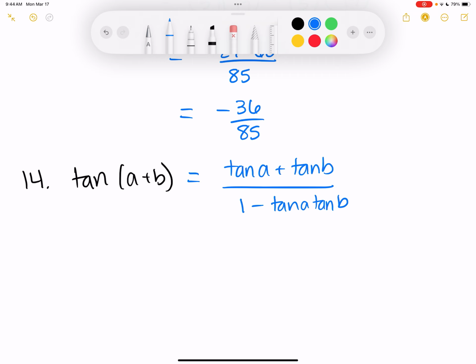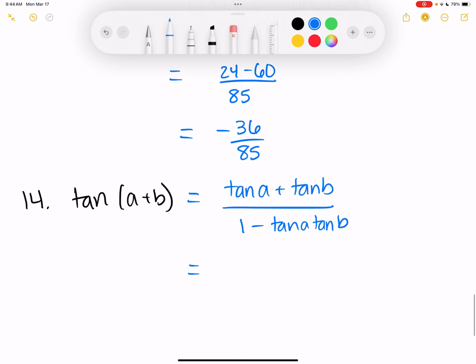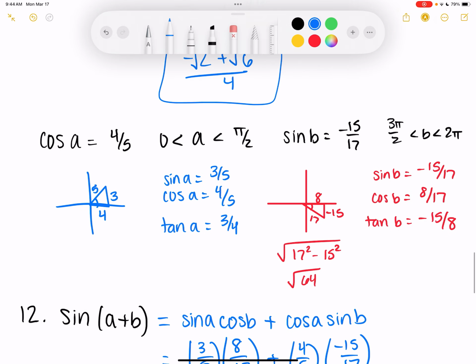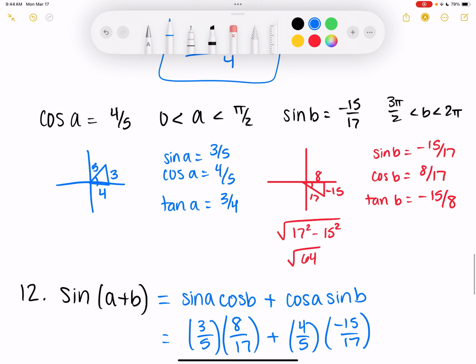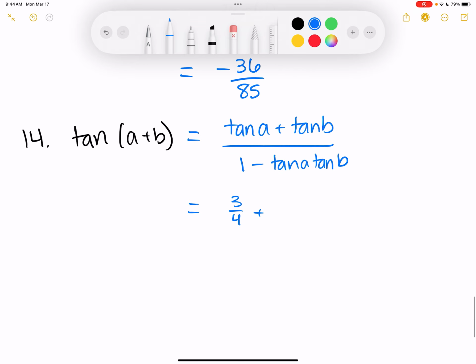So now I just plug in these numbers. So the tangent of A, I'm going to have to scroll back up. 3 over 4 plus tangent of B is negative 15 over 8. So obviously, Charlotte, in this case, we will have to get a common denominator. But this is really the only situation where that's going to happen. It shouldn't happen that way on sine and cosine. I guess hypothetically it could on a cosine problem, but I think it usually works out nicely. And then 1 minus 3 over 4 times negative 15 over 8.